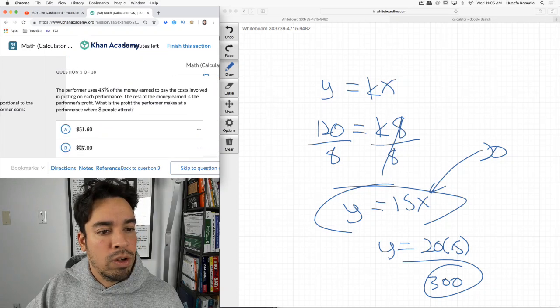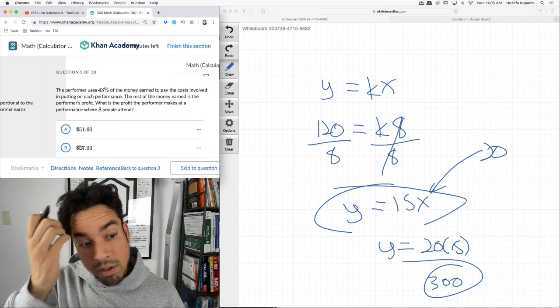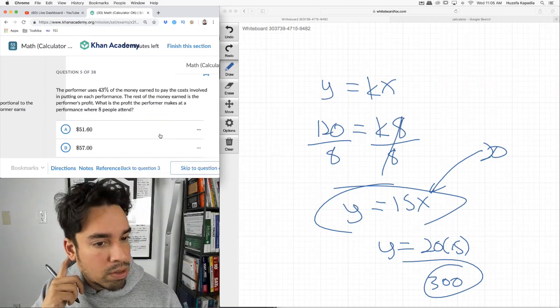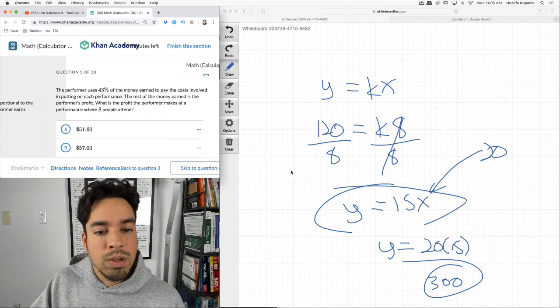The performance uses 43% of the money earned to pay the costs involved in putting on each performance. The rest of the money earned is profit. What is the profit the performer makes at a performance where 8 people attend?